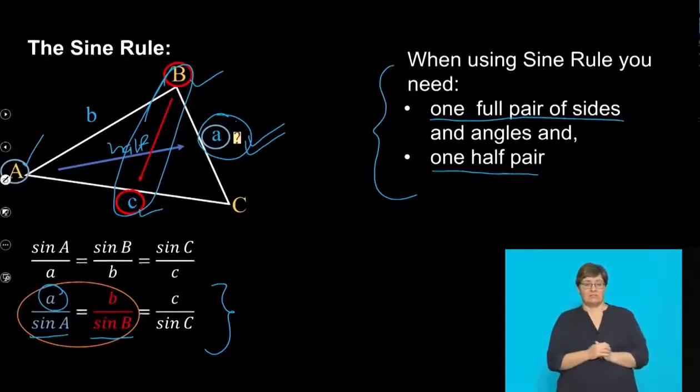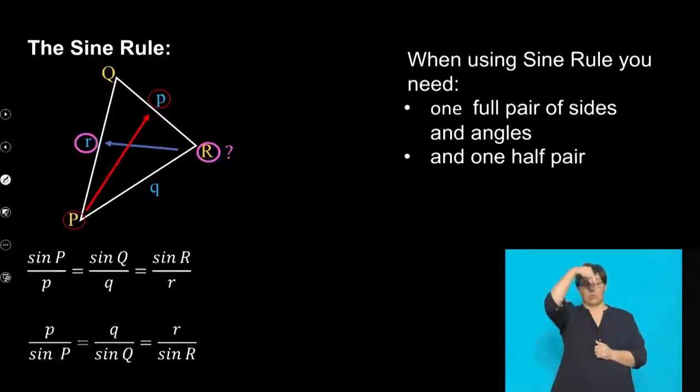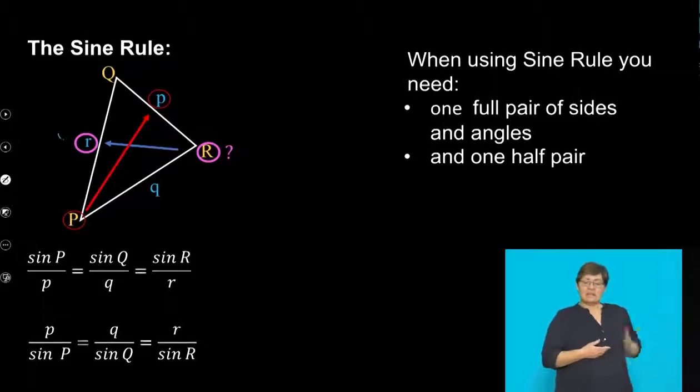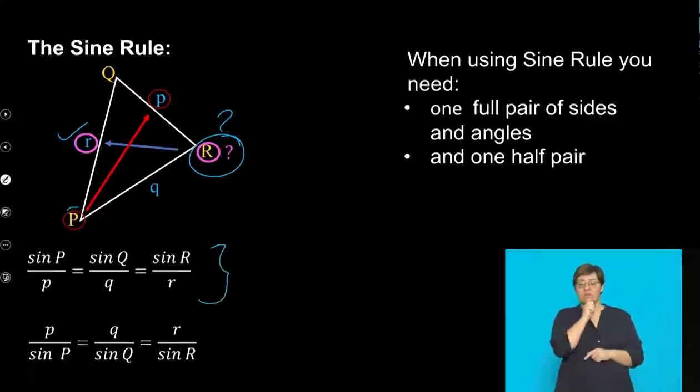Let's try one more. In this diagram PQR, they want us to find R. So if they want us to find angle R, we must be given the half pair across it. We must be given side r. And the other pair that is given here is P and little p. So we need to find this angle. Because we're looking for angles, we're going to use the version of the sine rule where the angles are in the numerator.